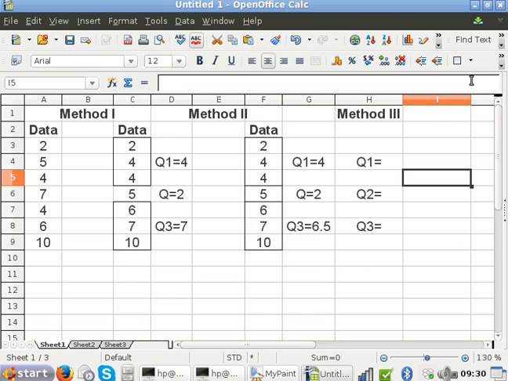Method 3, in fact, is method 1 and method 2 together, and you take the average of the two results. So method 3 here, this would be 4 plus 4 over 2, which is 4, and this one here would be 7 plus 6.5 over 2, which is 6.75.